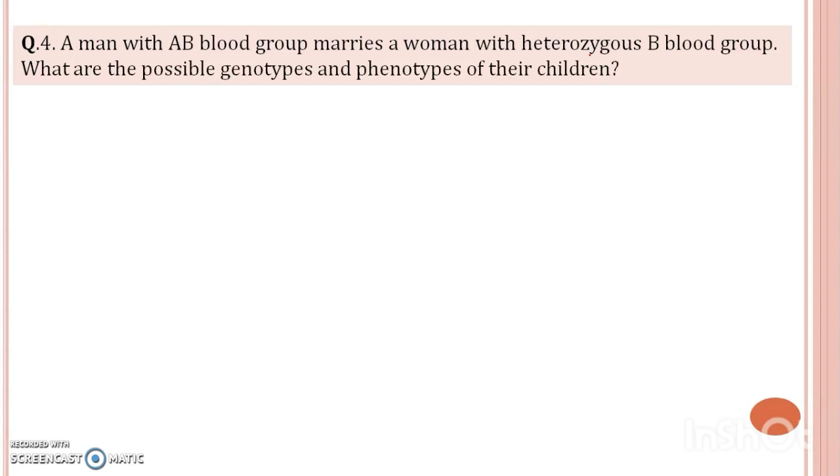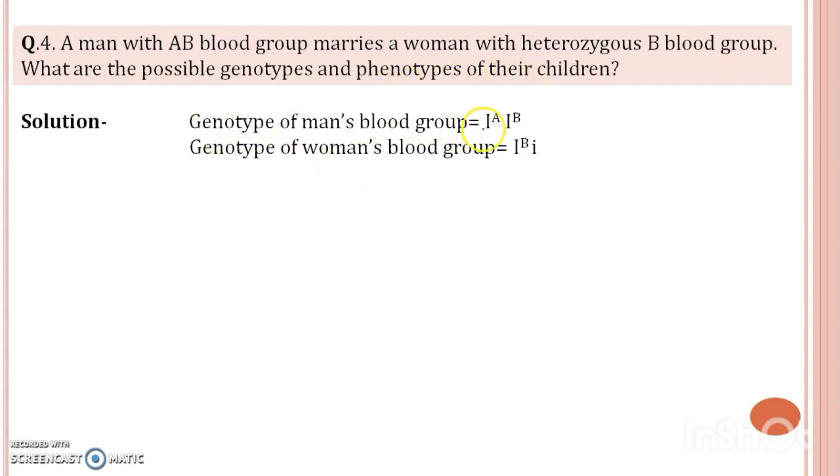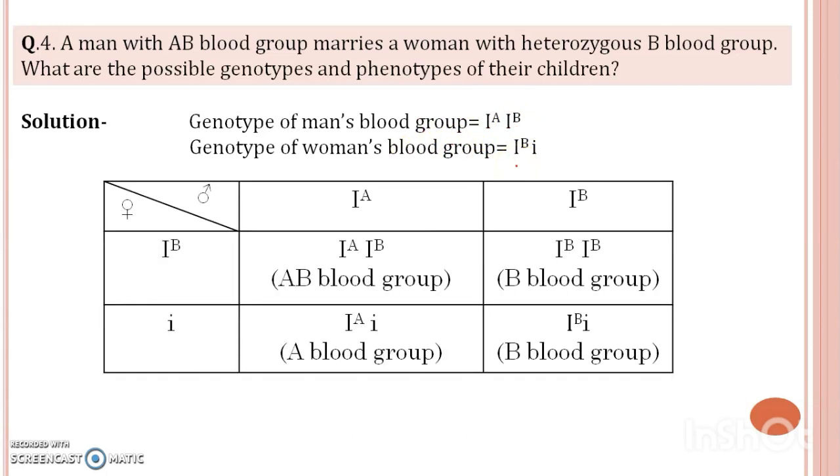Whenever you solve any question, please focus on the terms heterozygous and homozygous. Okay, so we know the genotype of both the man and woman, and we need to find out the genotypes and phenotypes of their children. So the genotype of the man is IA, IB, and the genotype of the woman is IBi. Then again we will draw a Punnett square, and on either side we will represent the male and female. Okay, this is not fixed, you can represent either one on any side.